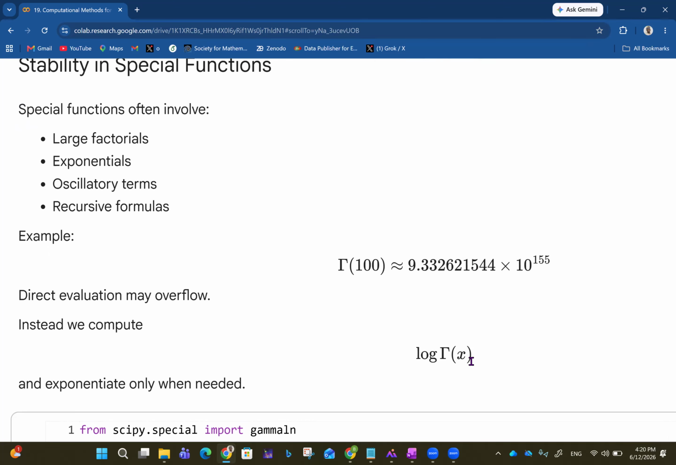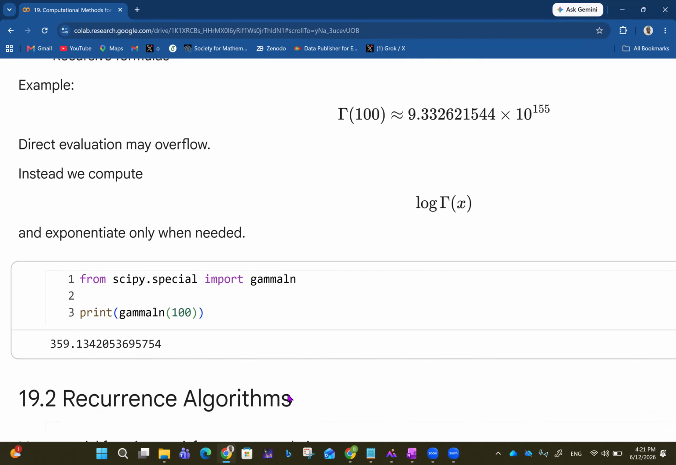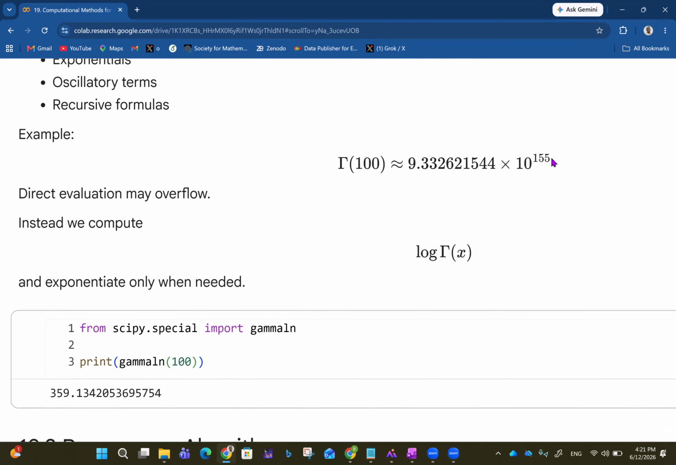In fact, even in data analysis, when you have very big data like that, you may have to take the log of a particular variable so that you can easily visualize it, so that there will not be loss of meaning in the data. So we compute the log and then exponentiate only when needed, so that we can get the real number if that's necessary. But the log helps us to hold it down. See how big this number is. By taking the log, the log gamma of 100 is simply 359, whereas the gamma directly is 9.33 times 10 raised to 155, a big number.